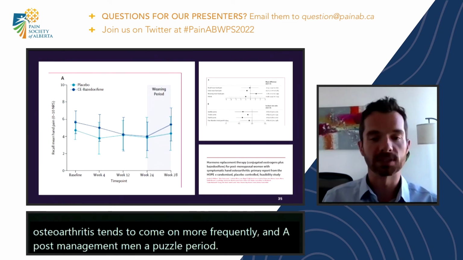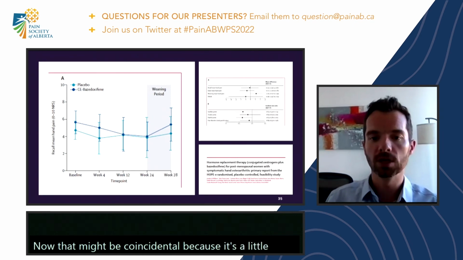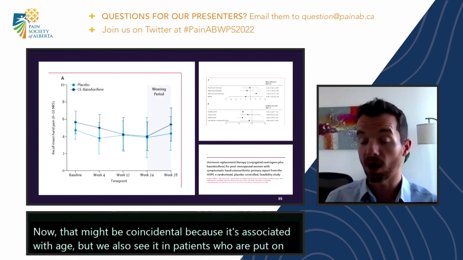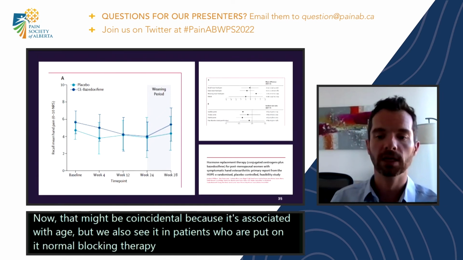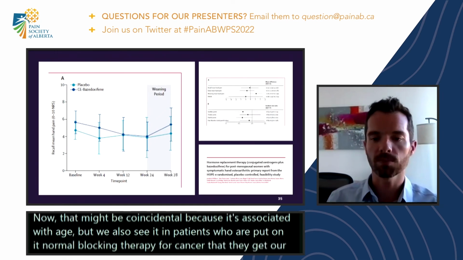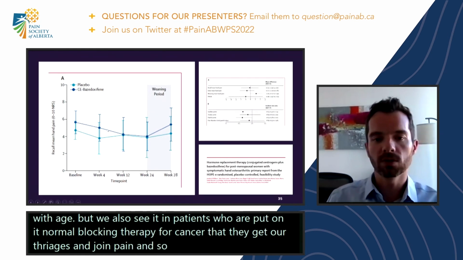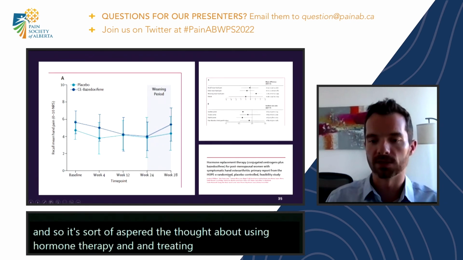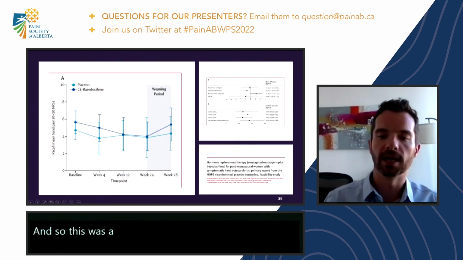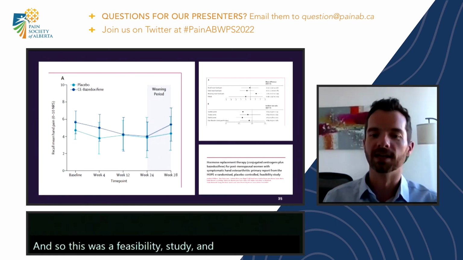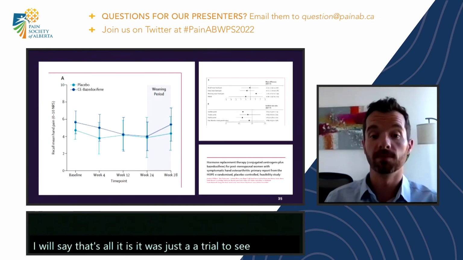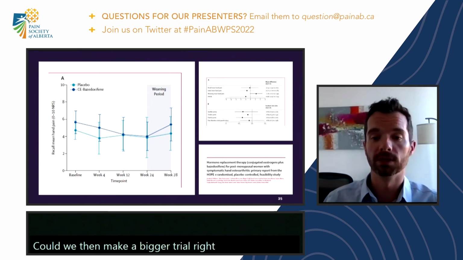Now that might be coincidental because it's associated with age, but we also see it in patients who are put on hormone blocking therapy for cancer, that they get arthralgias and joint pain. And so it's sort of spurred the thought about using hormone therapy in treating osteoarthritis. And so this was a feasibility study. And before we get too excited, I will say that's all it is. It was just a trial to see, could we then make a bigger trial and really look at this?